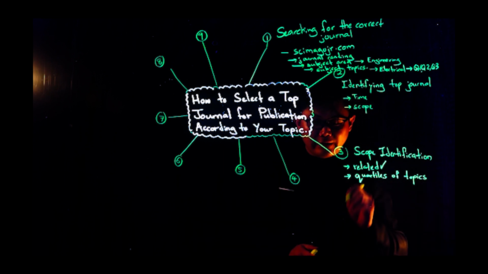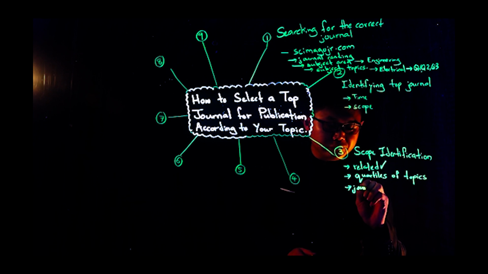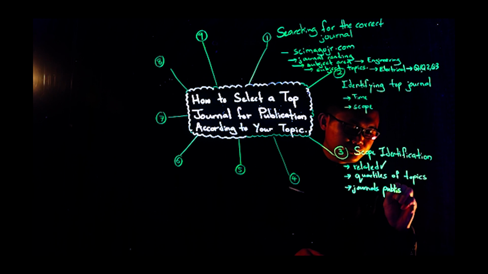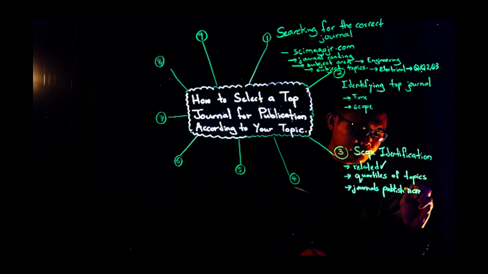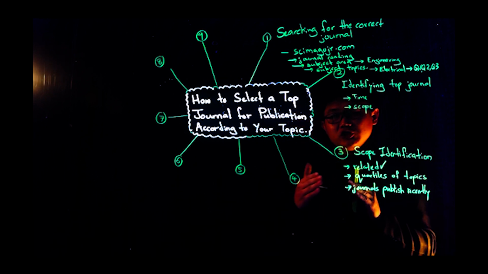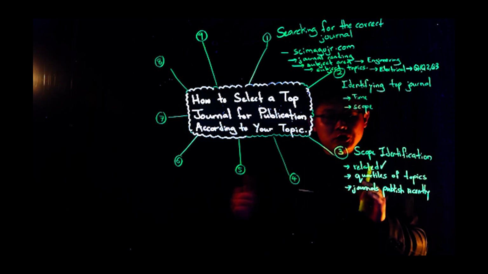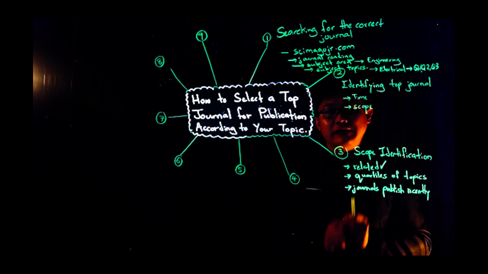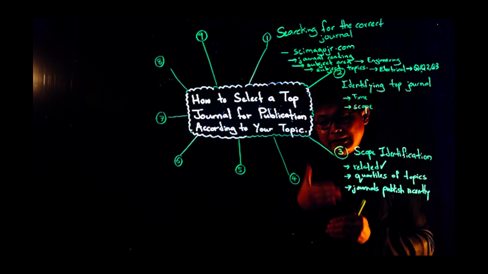So after that, you also must check for any journals that are recently published. You must do a thorough analysis of what journal topics are recently published in the journal that you have specifically chosen as your target for publication. So you can identify the trend.